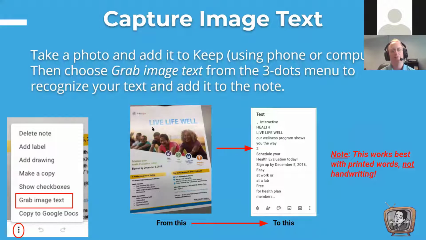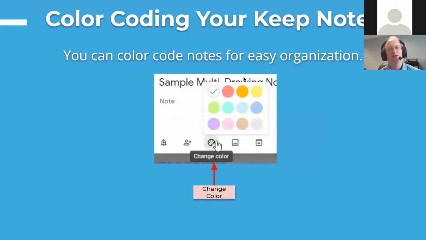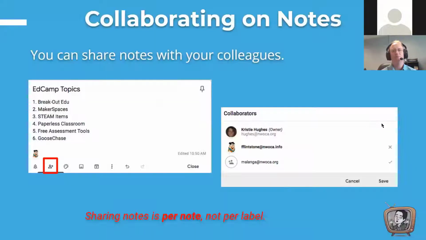This is an example of a photo that was taken from a book, and then I clicked the three-dotted button. It grabbed this text from the image and put it into the note. If you're anything like me, you like to color code everything. Just click on the little color palette icon and you can color code any of your Google Keep notes.